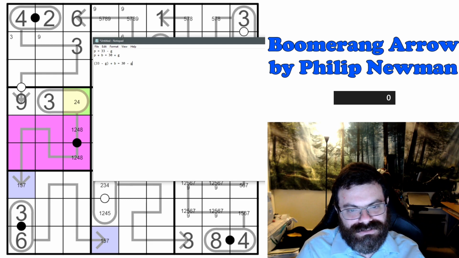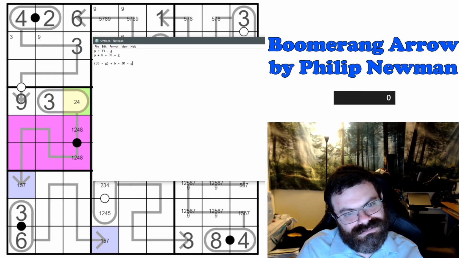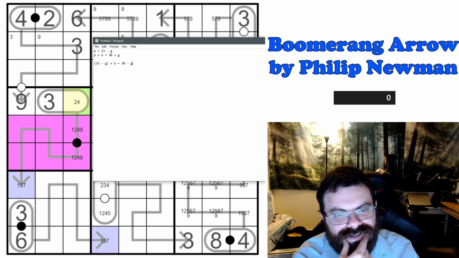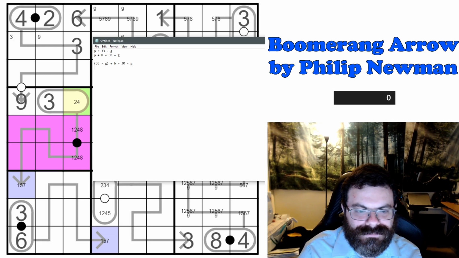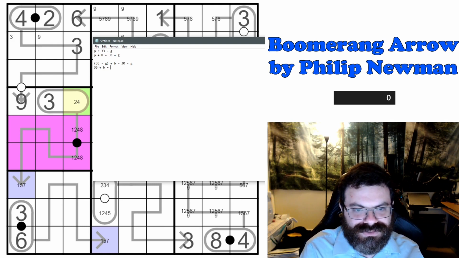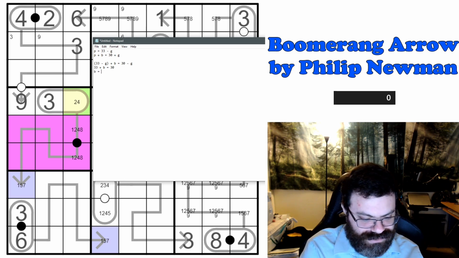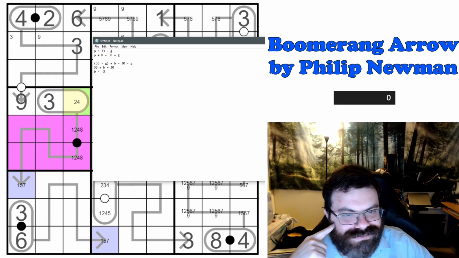Am I? No, I think. What am I doing wrong here? The greens cancel out because I have minus green on both sides. So that's 33 plus blue equals 30. That would make blue equal to -3. So clearly I am not thinking about this correctly.